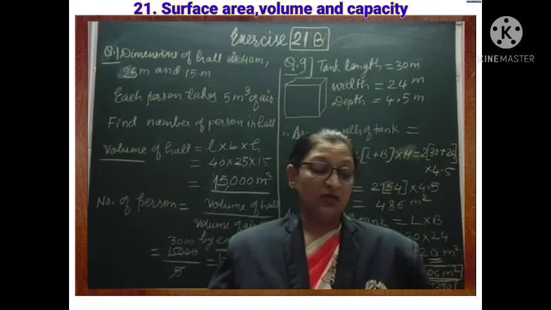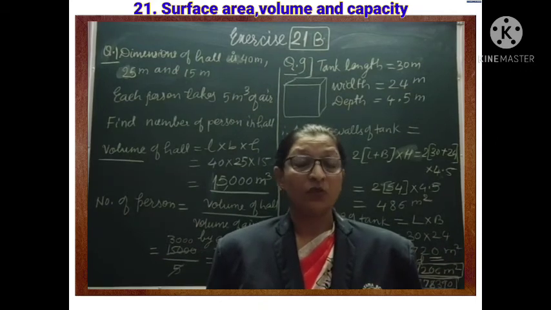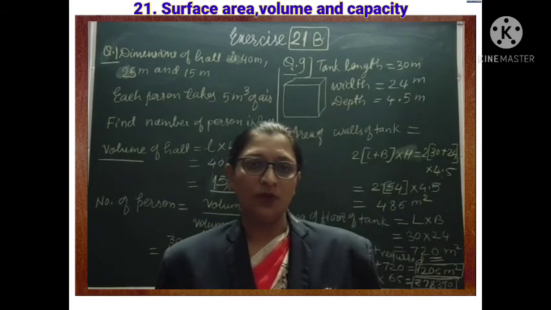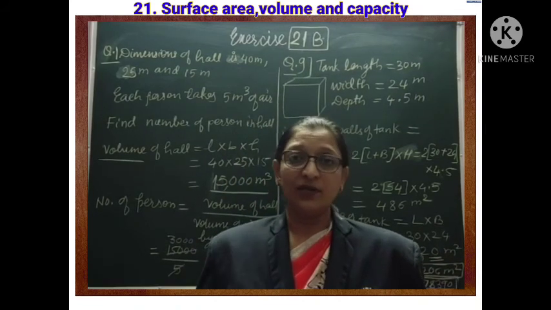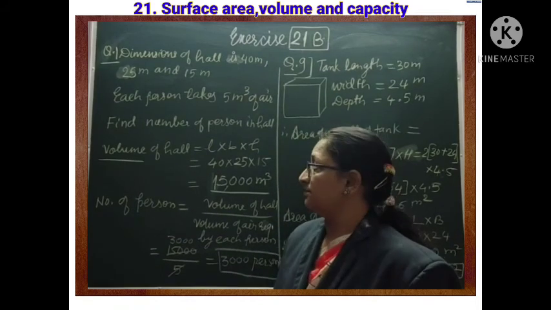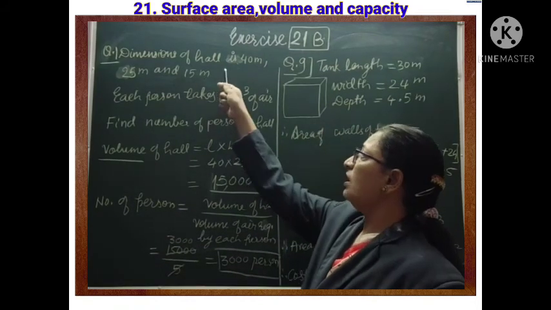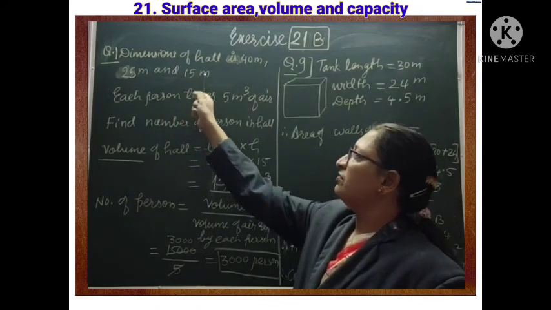Dear class, now we will solve exercise 21b, which is based on word problems of cube and cuboid volume as well as total surface area. Here we go with the first question. The dimensions of the hall are 40 meter, 25 meter and 15 meter.